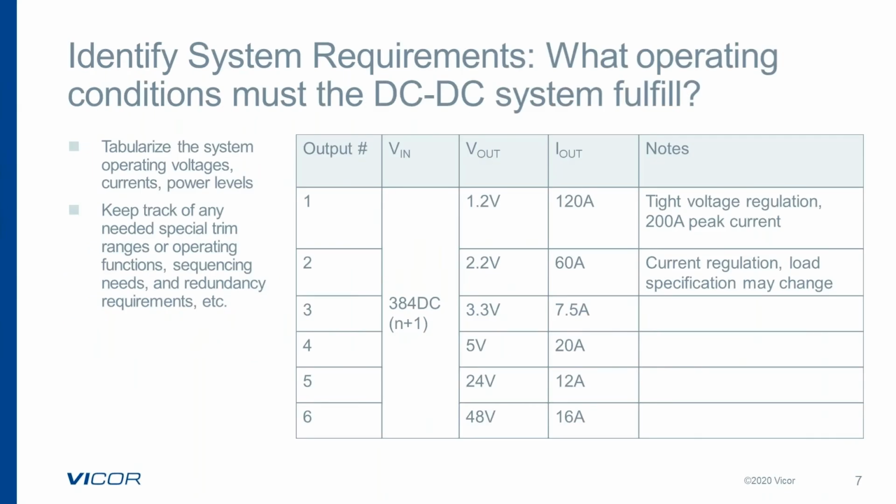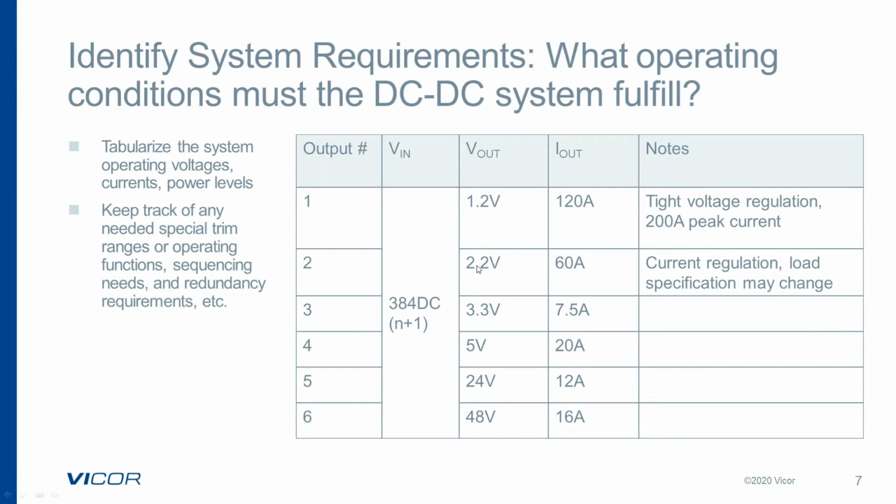Now, if we take a look at an example, here's an example where we have a 384 volt input, and we have a number of different output voltages. In this case, we've got 6 output voltages at different current levels. And then we make special notes regarding these output voltages. So here at our 120 amp 1.2 volt output, we need very tight regulation.